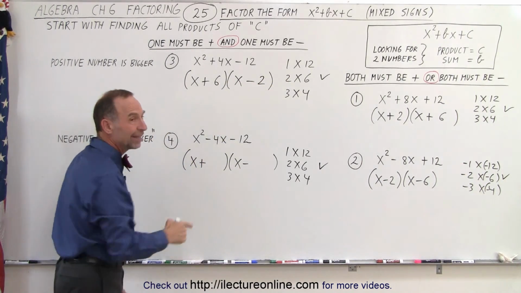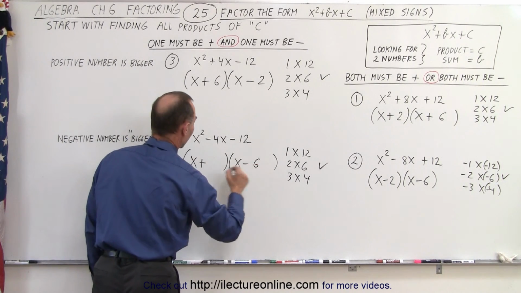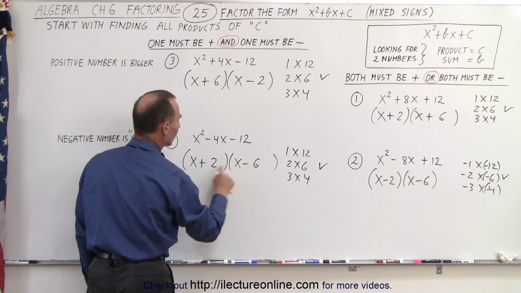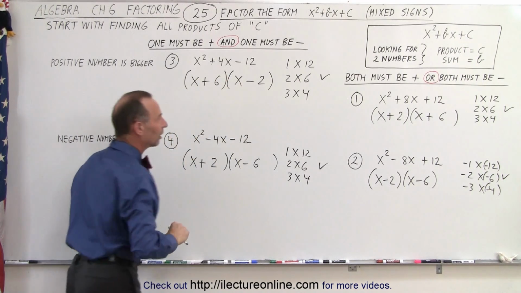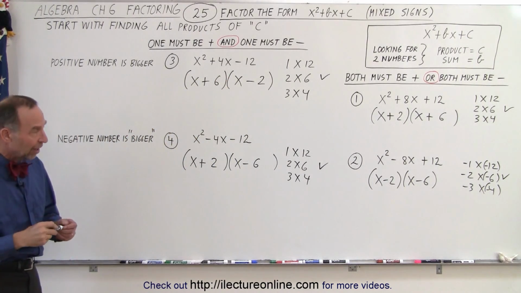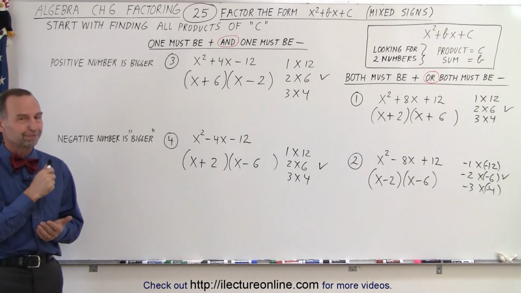And over here, the negative must be the bigger number, which means I get a negative 6 and a positive 2. When I add these 2 together, I get negative 4. When I add these 2 together, I get a positive 4. And that is how we decide on the signs and which number goes with which sign. That's how it's done.